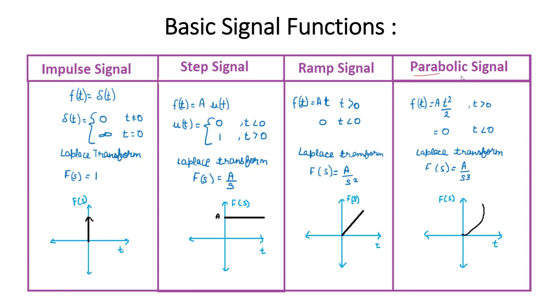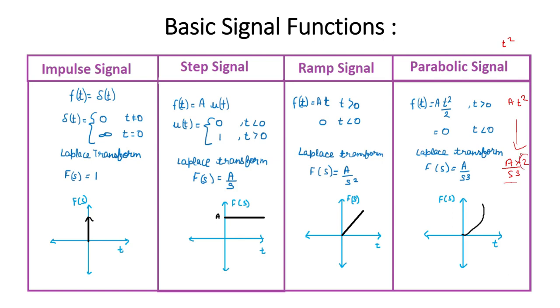Now the fourth one is the parabolic signal. Parabolic signal is usually denoted by t square, but here we have written A into t square upon 2 when t is greater than 0, and when t is less than 0, f(t) is 0. In Laplace transform, it is written as F(s) equal to A upon s cube. See, if we consider f(t) as A into t square, then its Laplace transform would be A upon s cube and then into 2. This is how Laplace transform works. You will understand while studying the Laplace transformation.